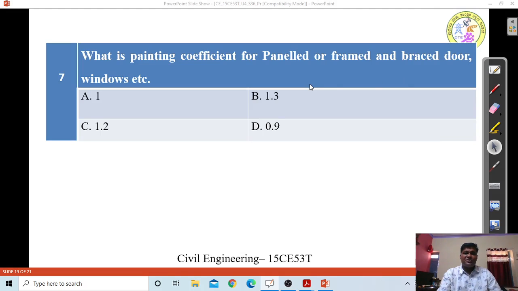What is the painting coefficient for paneled or framed and braced windows, etc.? A 1, B 1.3, C 1.2, or D 0.9. So the painting coefficient for framed and braced doors or windows is answer C, 1.2 is the coefficient as per Indian Standard.